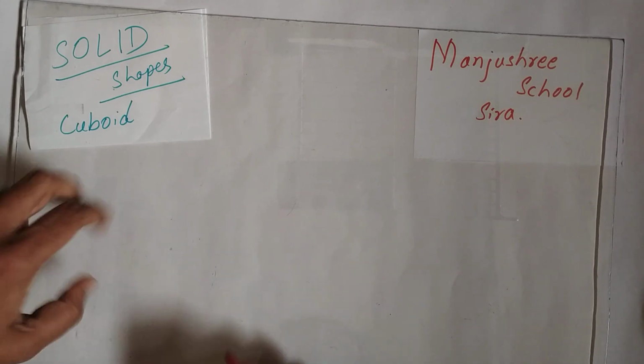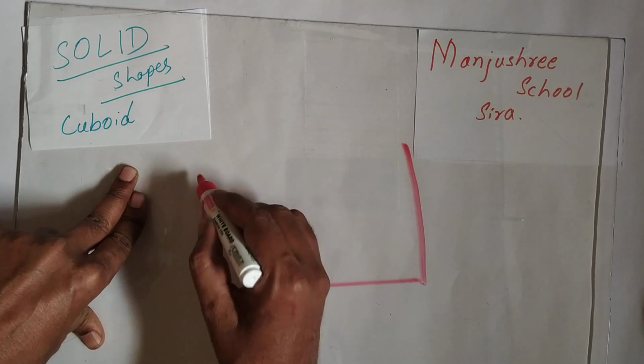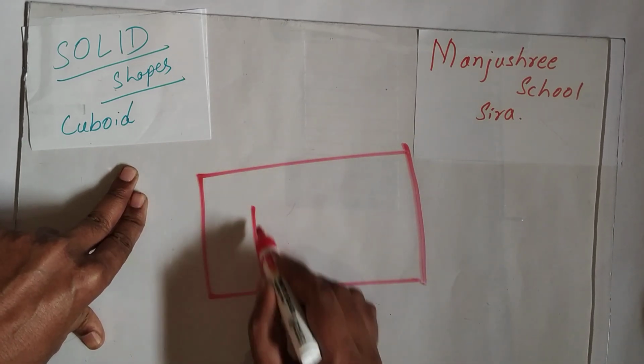So when you take a tank, suppose in your home, you can see this is going to be the shape.